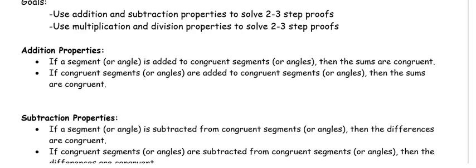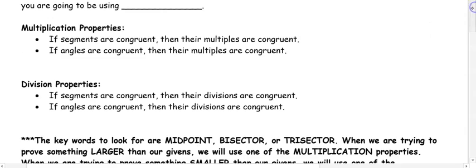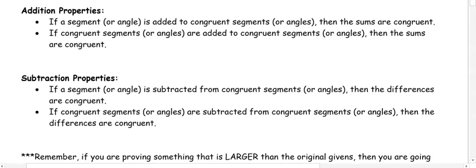This video is about using addition and subtraction properties to solve 2 or 3-step proofs, and using multiplication and division properties to solve 2 or 3-step proofs. So in the addition properties, we have: if a segment or angle is added to congruent segments or angles, the sums are congruent. And if congruent segments or angles are added to congruent segments or angles, their sums are congruent.